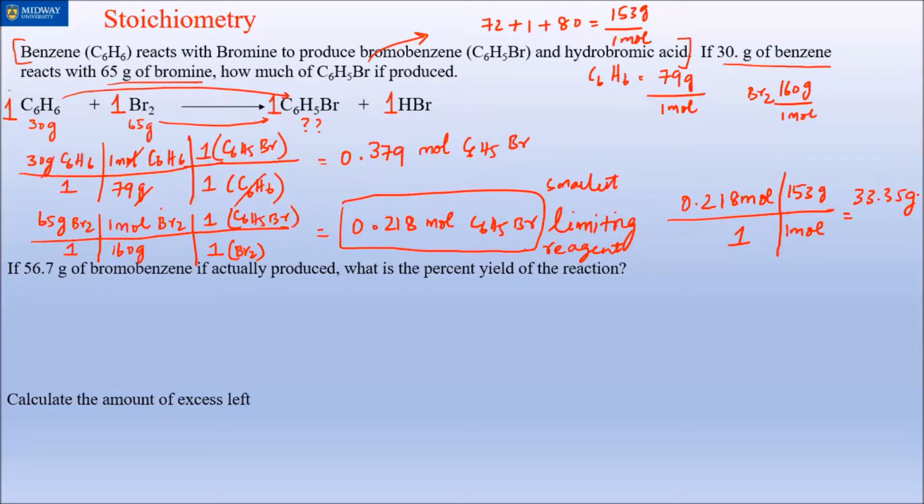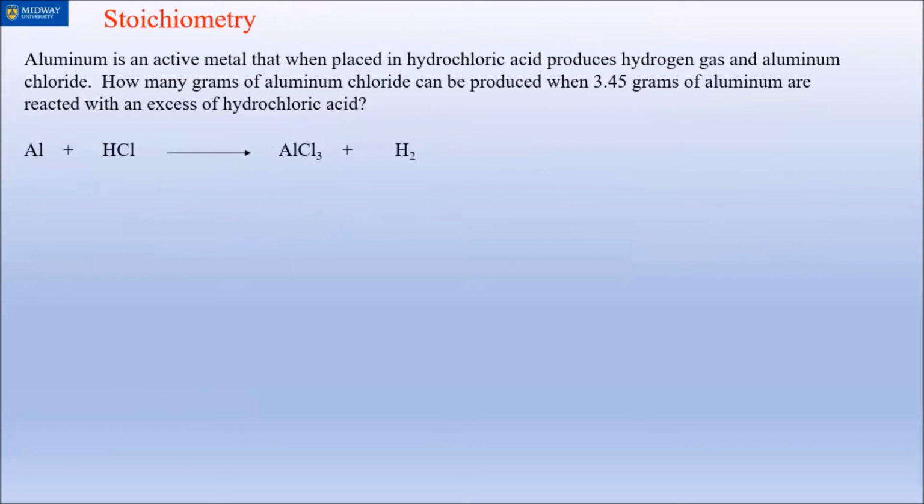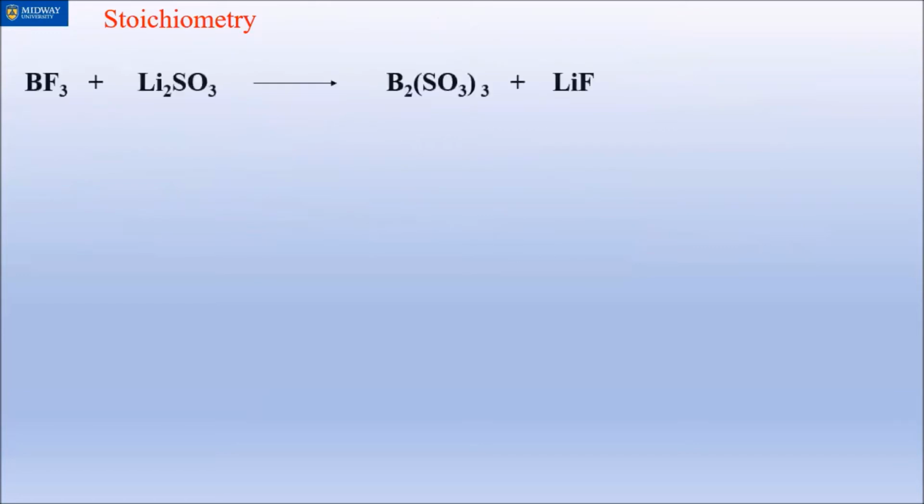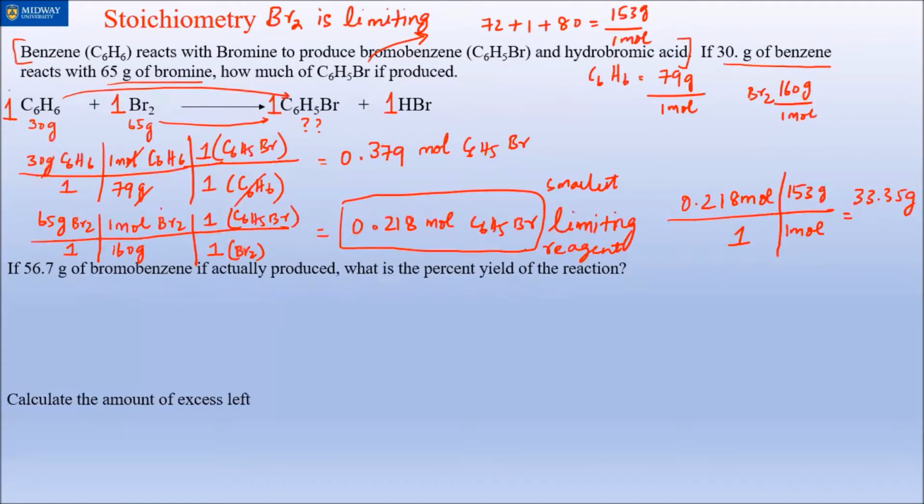So what is limiting? Is it Br2 or C6H6? This is not the limiting. This is just the product. Limiting is the actual reagent that led to the small value, and that would be Br2. So I'm going to write it here. Br2 is limiting. Okay, very good. All right, we're done with about 33% of the problem.